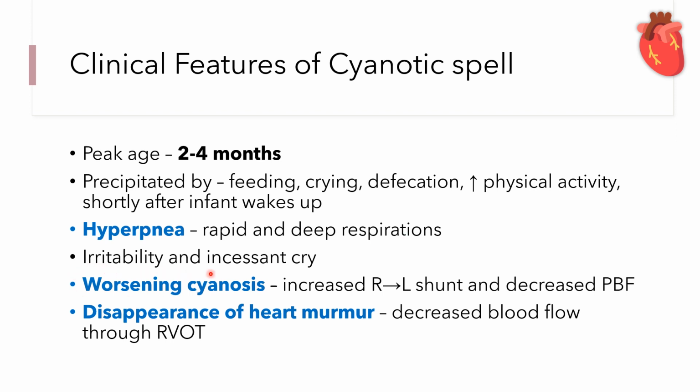That will lead to rapid and deep respiration, that is Kussmaul breathing or acidotic breathing. There will be irritability and incessant cry, like we discussed in our case scenario. There will be worsening of cyanosis, obviously, because there will be more right to left shunt and decreased pulmonary blood flow. And characteristically, we learnt that the murmur in Tetralogy of Fallot is actually due to the blood flow through the narrowed right ventricular outflow tract. So during a cyanotic spell, there will be even less blood flowing through this narrowed right ventricular outflow tract. So there will be obviously decrease and even disappearance of the heart murmur or ejection systolic murmur.